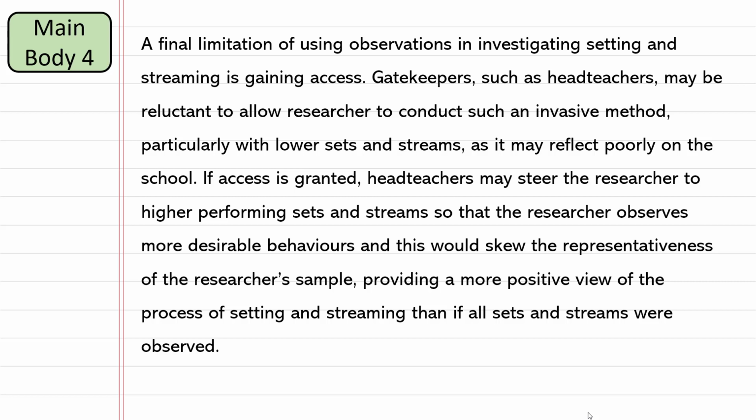Why might it reflect poorly on the school? If access is granted, head teachers may steer the researcher to higher performing sets and streams so that the researcher observes more desirable behaviours. We know that in setting and streaming, you're going to get more desirable behaviours in your top sets. We're talking about the gatekeeper steering the observation, and we've talked about how it's an invasive method and how this could be a limitation, and how the limitation then is access because it is invasive. So we're starting to move this to a band 5 response, and this would skew the representativeness of the researcher's sample, providing a more positive view of the process of setting and streaming than if all sets and streams were observed. That's a top band point.